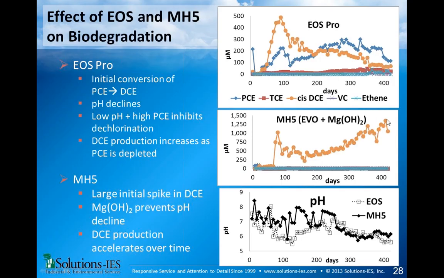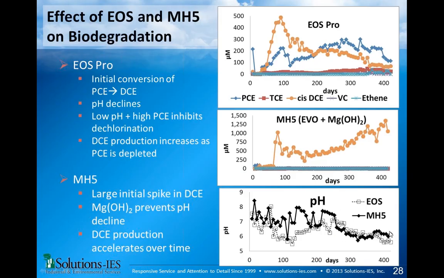Yes, we got some DCE production, but what happened here, as you can see, is the pH, the open symbols here is the EOS column, started to drop right here where the PCE is at its lowest level. We've got a pH in the column effluent of like 5.5. A pH of 5.5 plus 0.2 millimolar PCE killed the bacteria. Or it didn't kill them, we're still getting some degradation, but they're clearly not happy and they're not doing what they really need to.